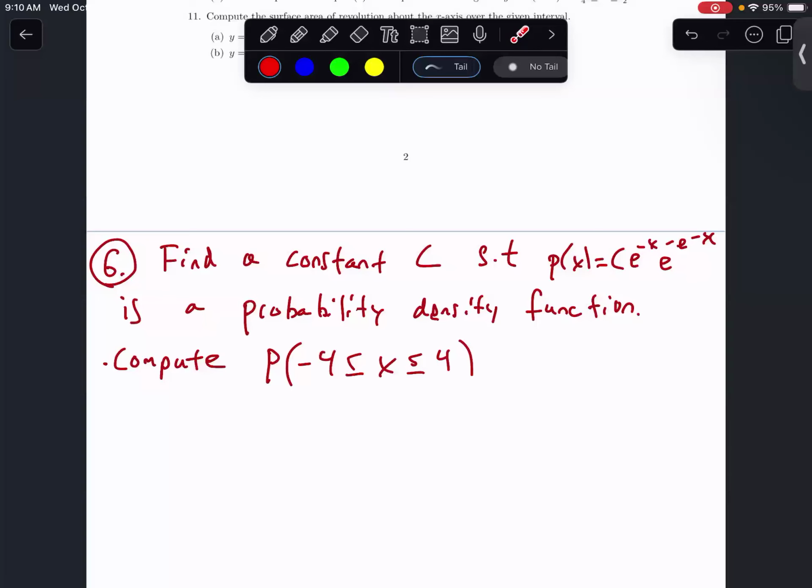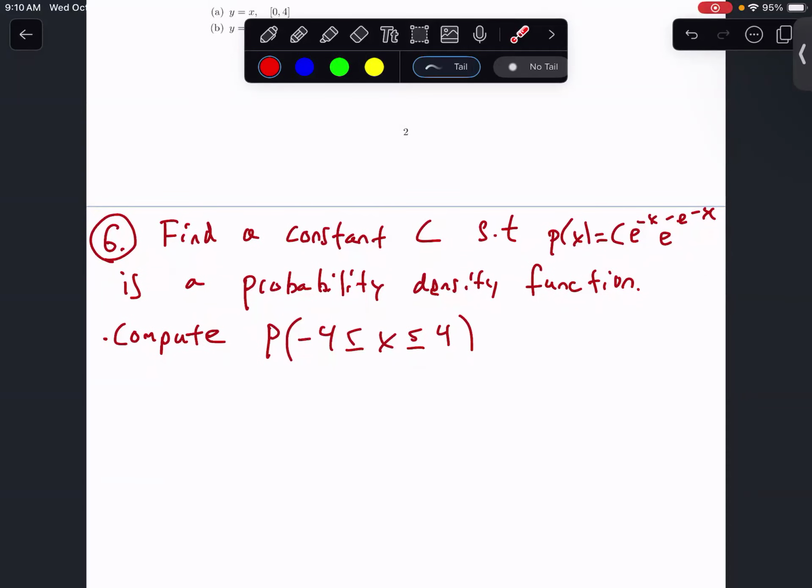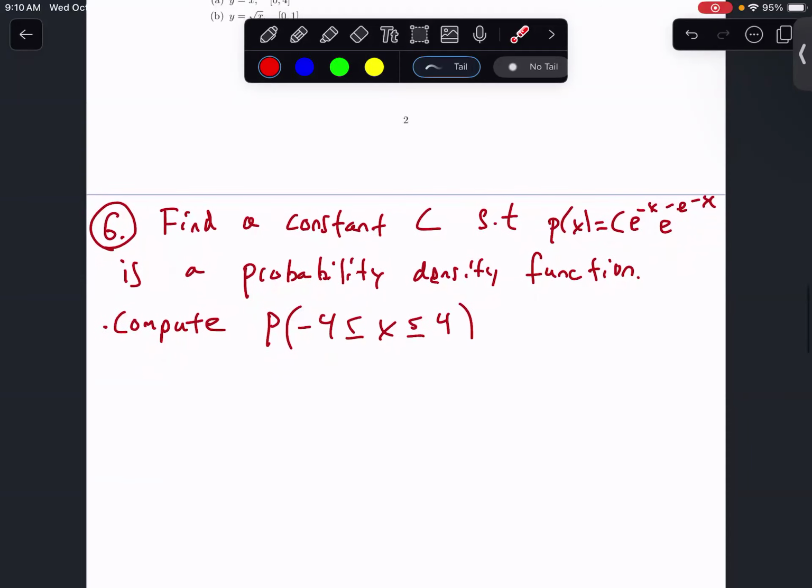So if we want to find a constant c such that this ends up being a probability density function, we have to, wait, oh, I forgot to include the domain. So we're on the interval from minus infinity to infinity. We're going to take the integral from minus infinity to infinity of this function right here, and then we're going to set it equal to 1, and then from there, we'll solve for c.